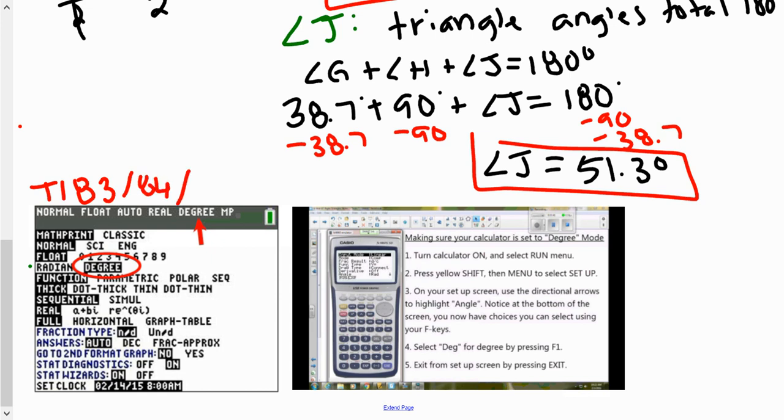All of those. You want to hit mode. It's the button right near the top, right beside your second button. And then you want to make sure you go down, highlight degree, and hit enter. If you're on a Casio graphing calculator, you want to go shift and then menu. That's going to take you to setup. And then you're going to go down to where it says angle here at the bottom. Sorry, it's a little small. And then you're going to use your F keys, those buttons along the top, to decide the one that says degree. And that's going to be the F1 button. And then you're in the right mode, right?